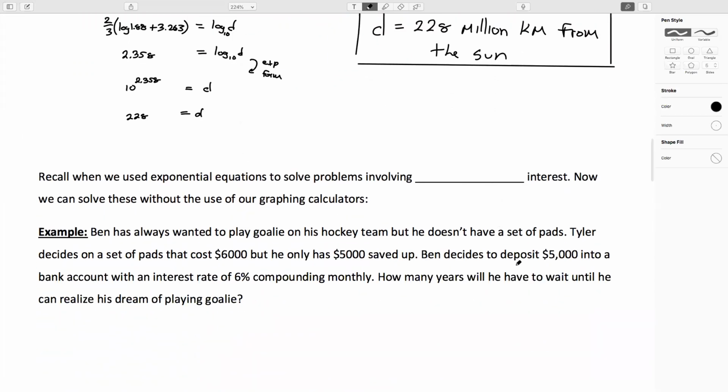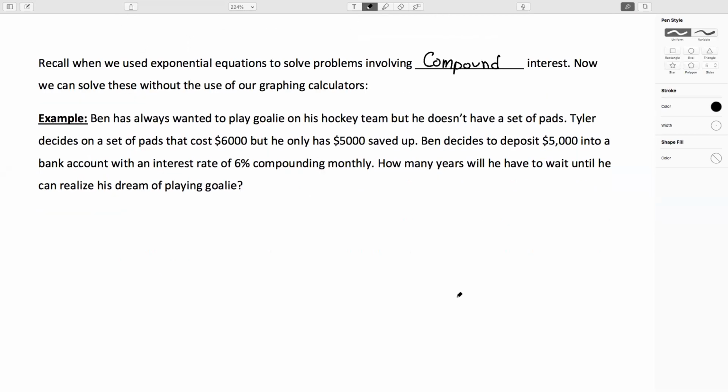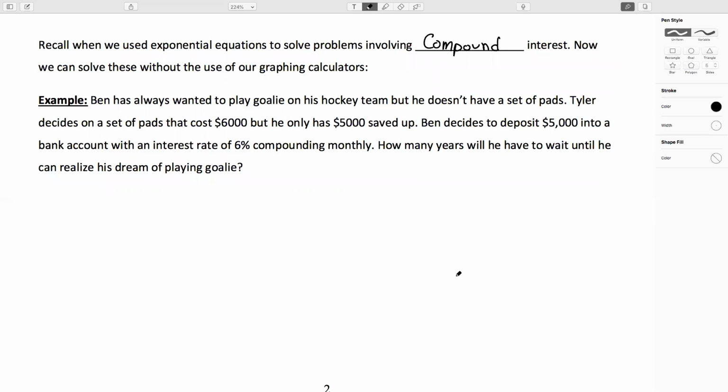Recall when we used exponential equations to solve problems involving compound interest. So you might remember these equations from before. We did them at the start of the chapter, but we couldn't solve for time at that point because at the start of the chapter, the only strategy we had to solve for exponents was to graph or to use guess and check. Now we've got the option to use logarithms and plug numbers into our calculator to solve it rather than using a roundabout strategy. So we're going to go back to these questions and we're going to specifically solve for time because that's the thing we weren't able to solve for before.